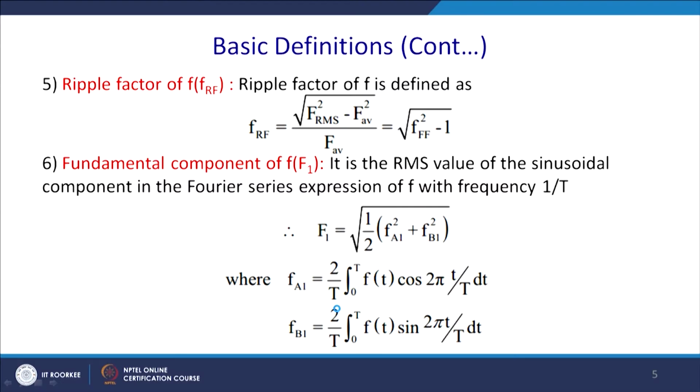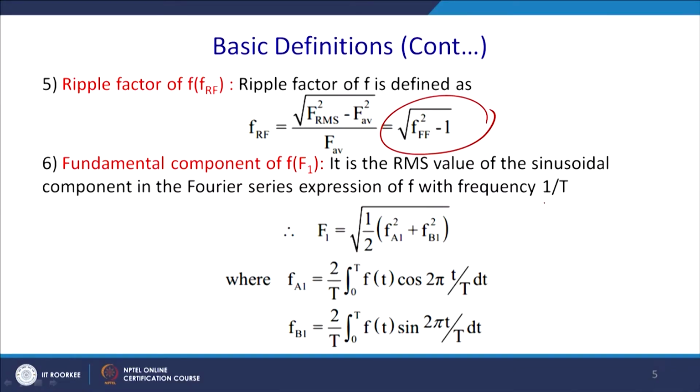Another aspect is the ripple factor. Ripple factor is given by RF. If I put I, then it is for current ripple; if I put voltage, it is for the voltage ripple, that is, F_RMS square minus F_avg square by F_avg. Ultimately it comes out to be the form factor square minus 1, and the fundamental component F1. Since it is contaminated with harmonics, on the input side we want to know the value of the fundamental component. In our case, it will be the 50 hertz component of it.